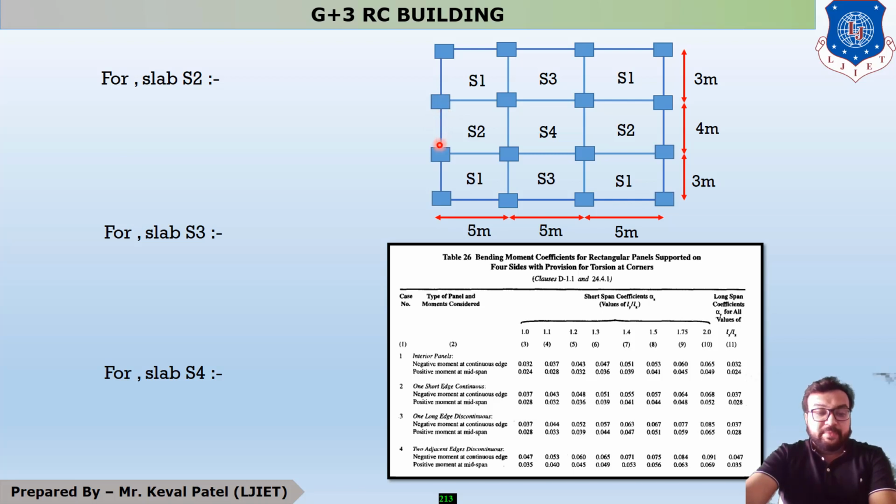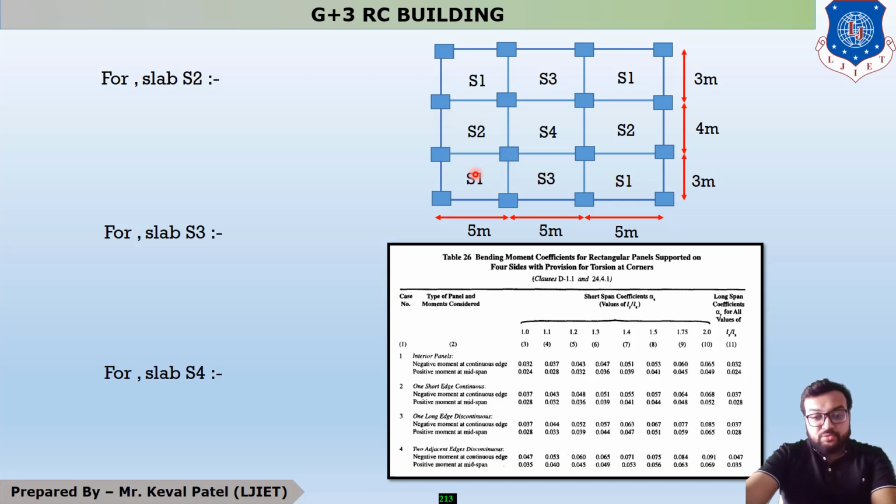So what is this dimension? This dimension is 4 meter, and this dimension is 5 meter. It means your reinforcement is discontinuous over 4 meter. So 4 meter is your shorter span. It means your reinforcement is discontinuous on the shorter side.